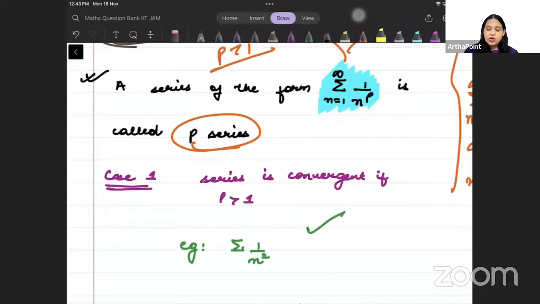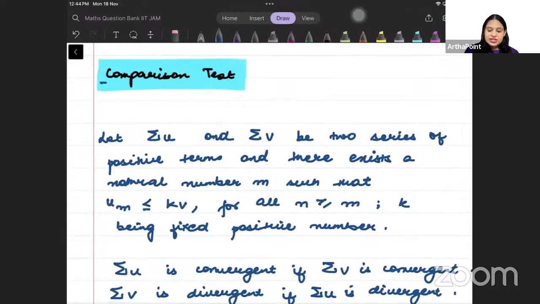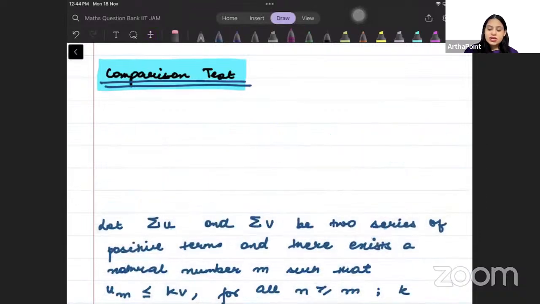In the last class, we had started talking about the P test, also called the P series test. Today, we are going to take the other important tests that can be asked from series. The first test that we have is called the comparison test.